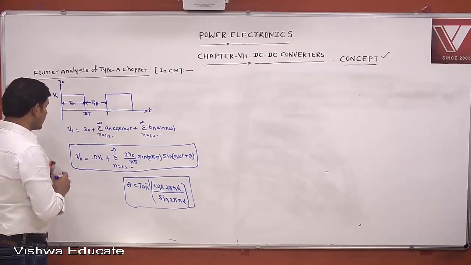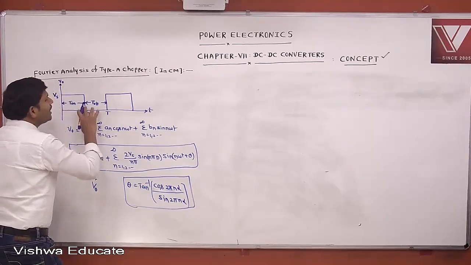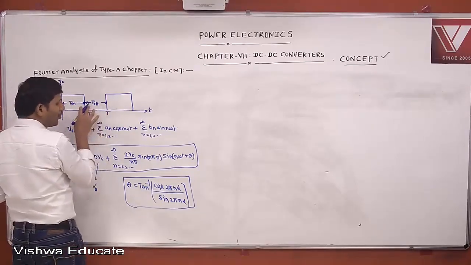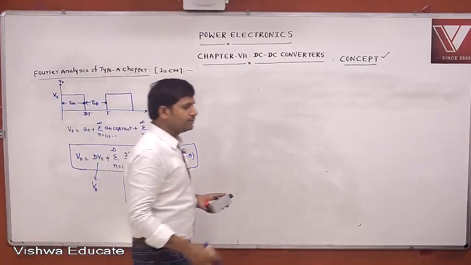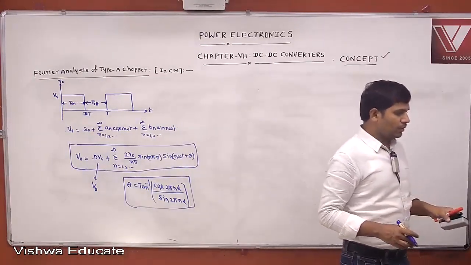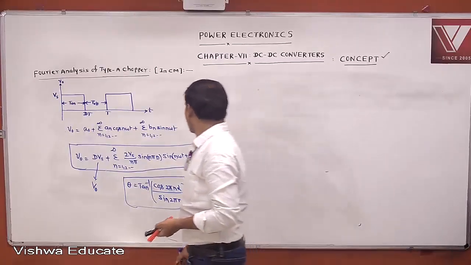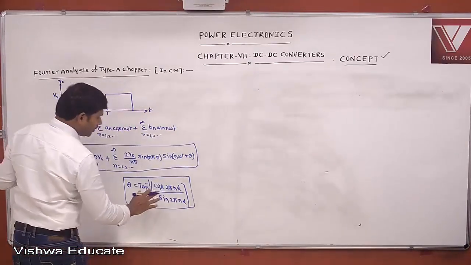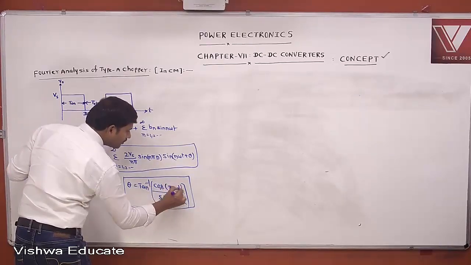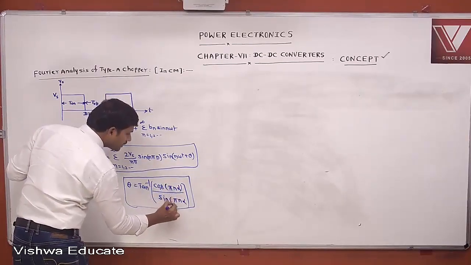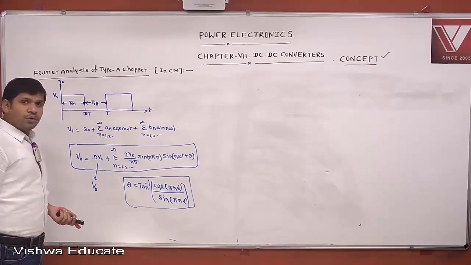This is V0, obtained by applying Fourier analysis to this waveform. Note it down. This is cos pi n alpha by sin pi n alpha, not 2 pi. Correct this. Then from this you can write any formula.